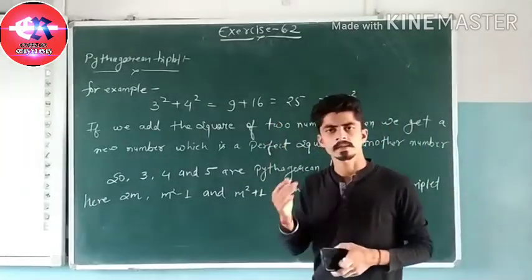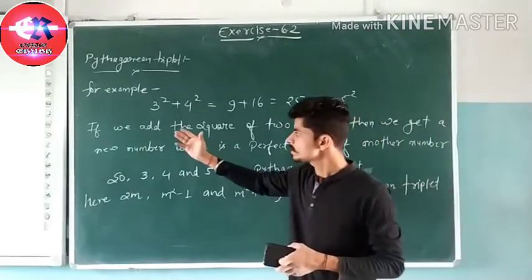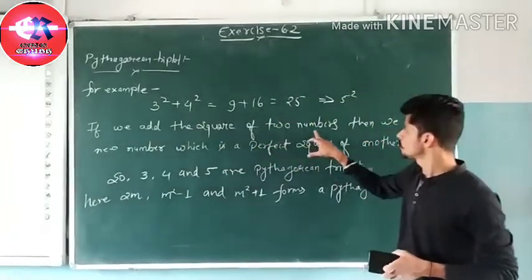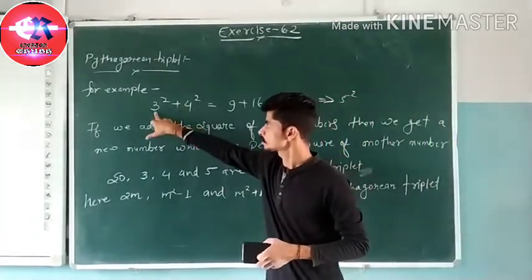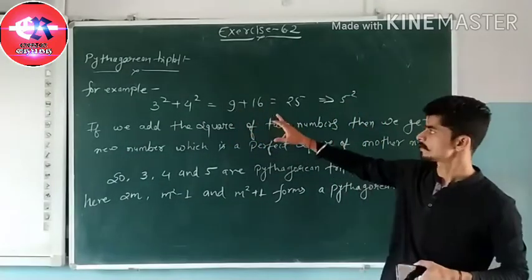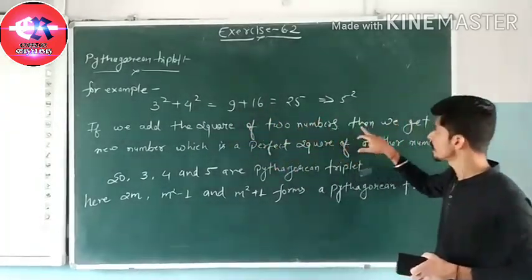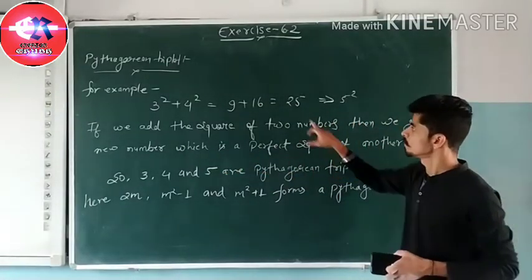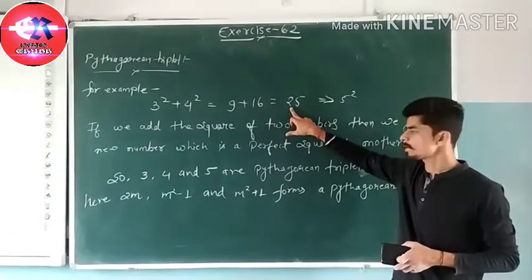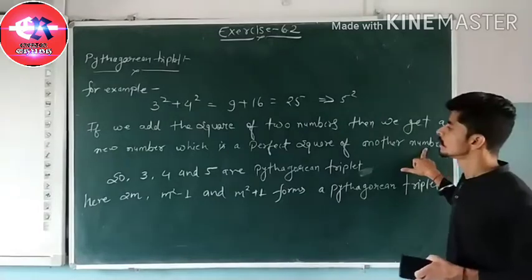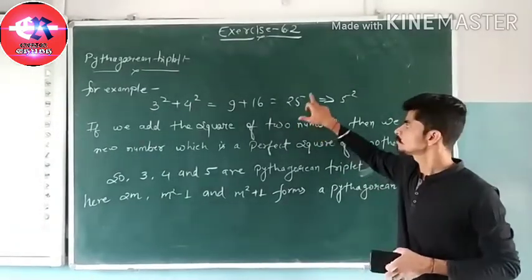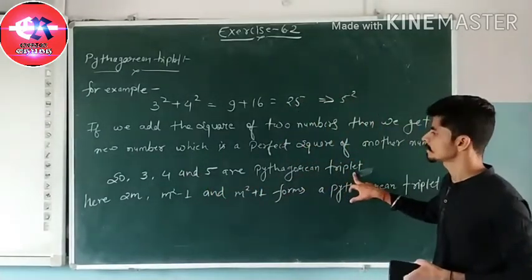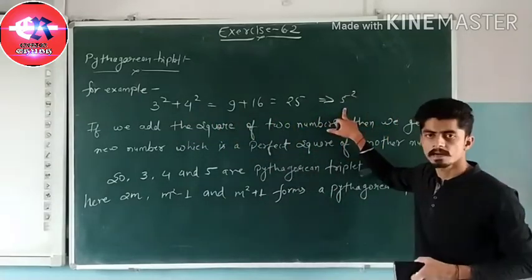So what is a Pythagorean triplet? Here is a rule: if we add the squares of 2 numbers, that means 9 plus 16, where 9 and 16 are the squares of 2 numbers, we get a new number which is a perfect square. We get 25, and 25 is the perfect square of 5. So 3, 4 and 5 are a Pythagorean triplet.